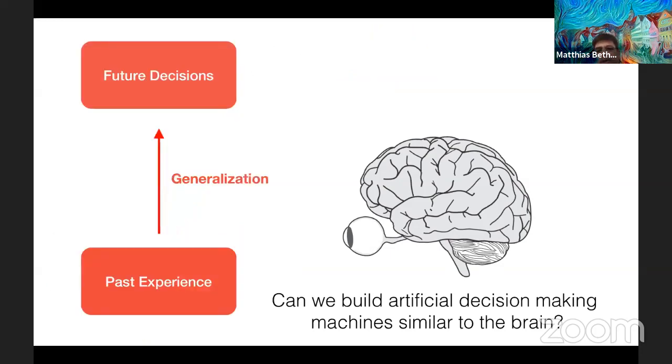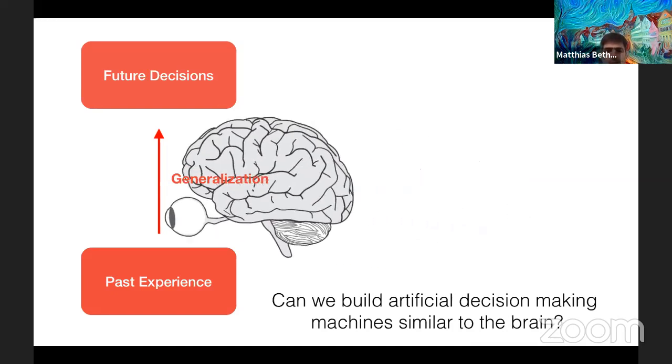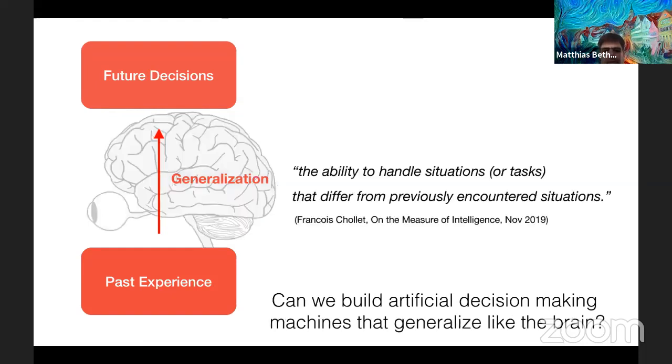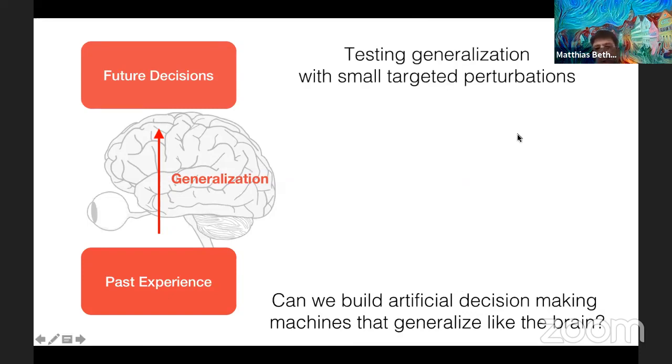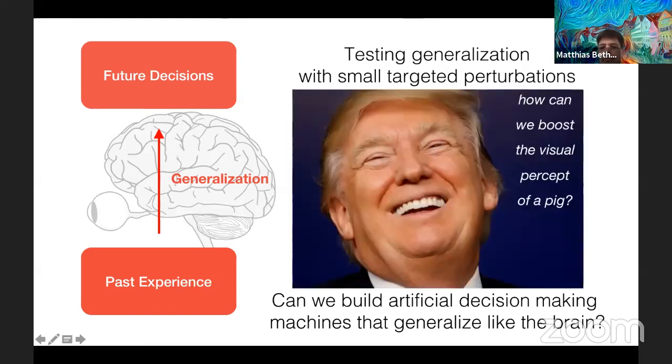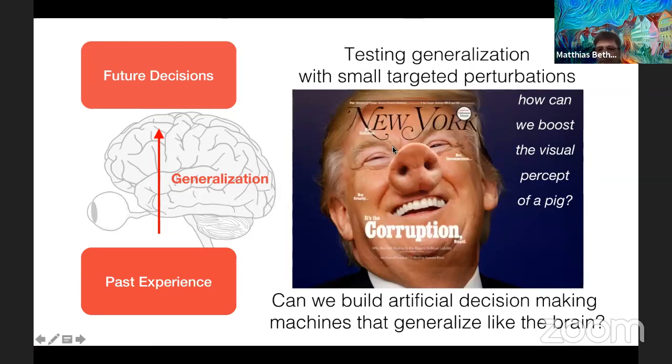And in order to make good decisions, the key feature is to generalize well from past experience. And for generalization, an informal definition of this is the ability to handle situations or tasks that differ from previously encountered situations. And so, as I mentioned, adversarial examples can also be seen as testing generalization, with small targeted perturbations. And here's an example. So for instance, if we have a photo and we want to make it look more like a pig for humans, well, some people do this by adding certain features.